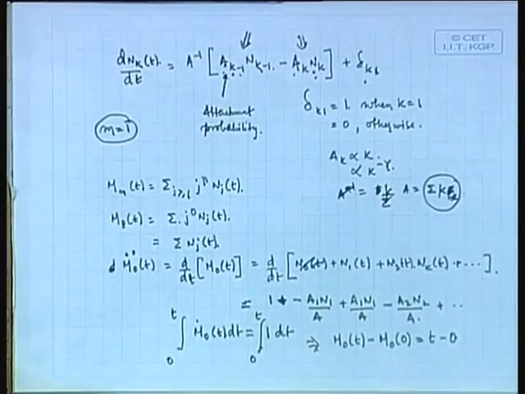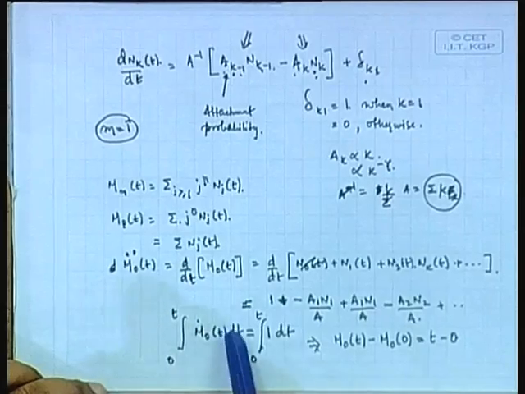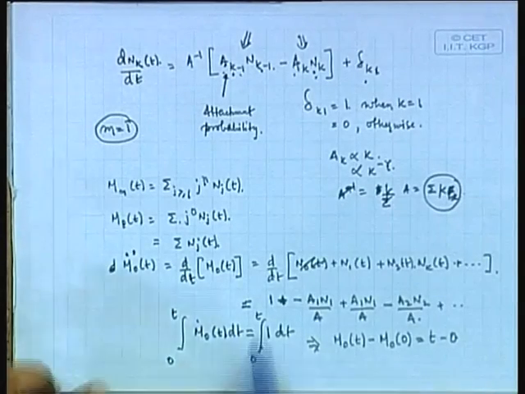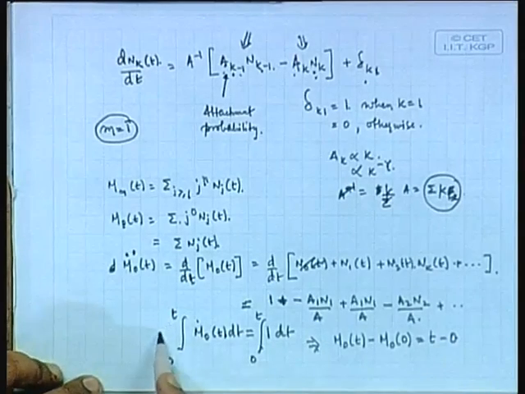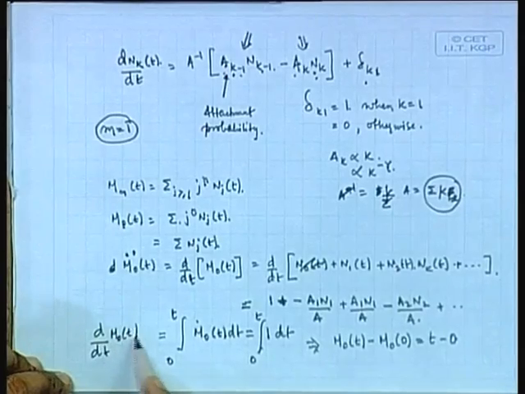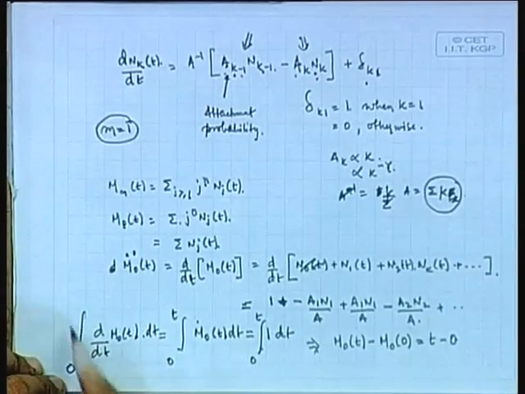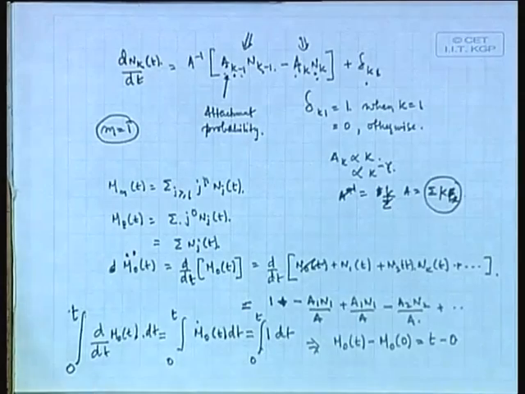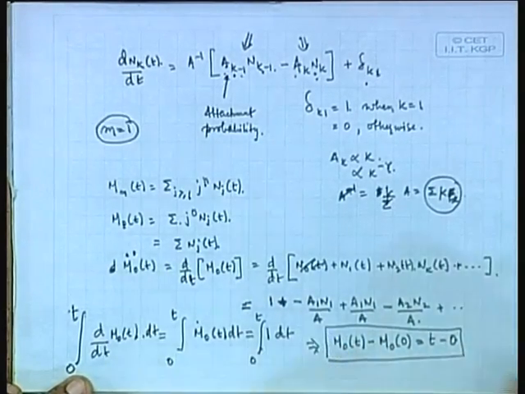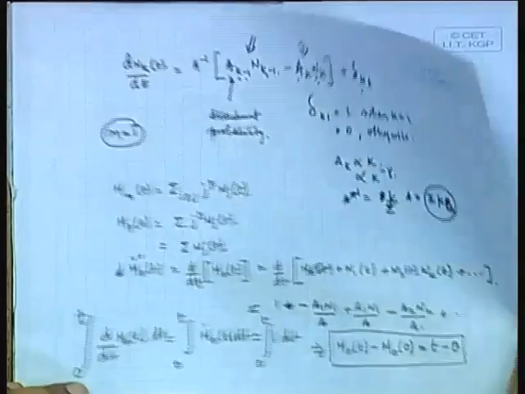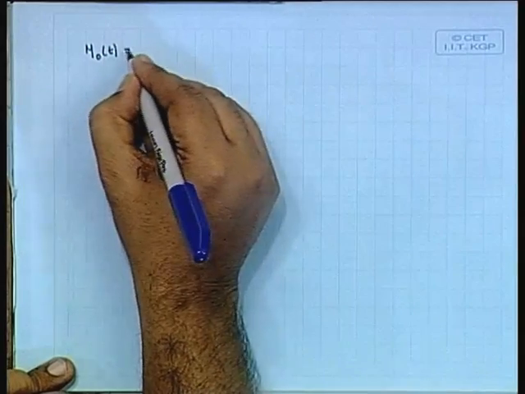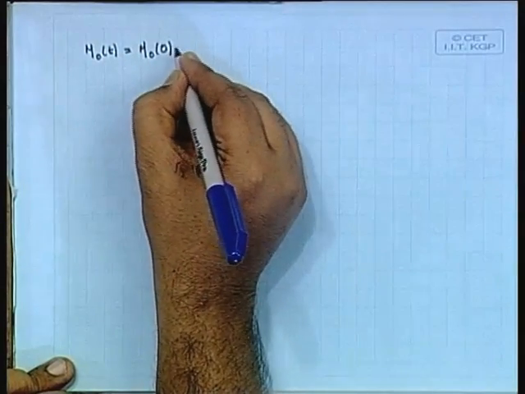m0 is a function of t, that is why m dot was there. So, the difference, I just integrate. This is actually d/dt, so this way. So, m0(t), the first moment, is m0(0) plus t.